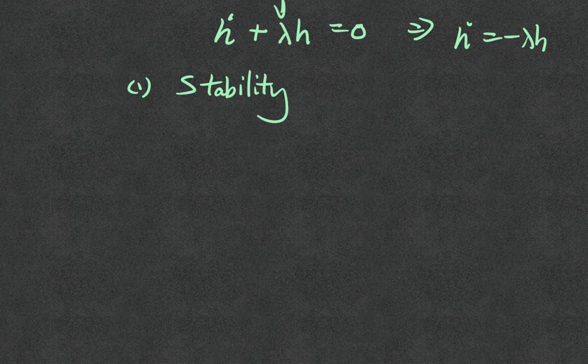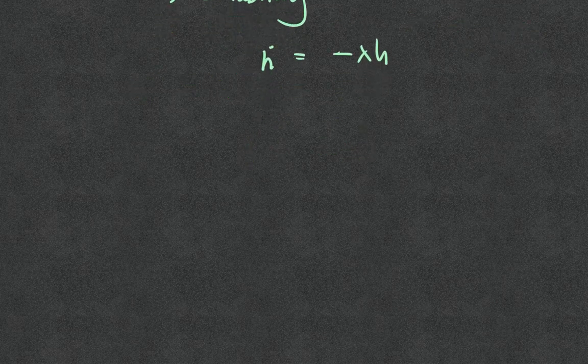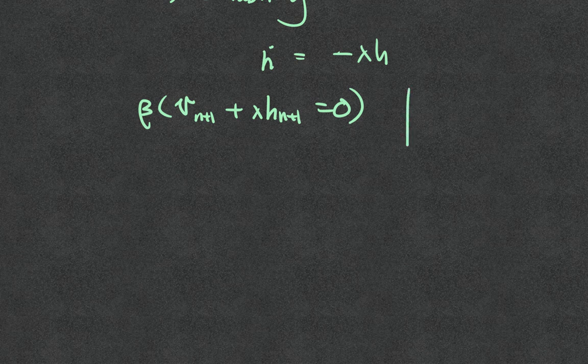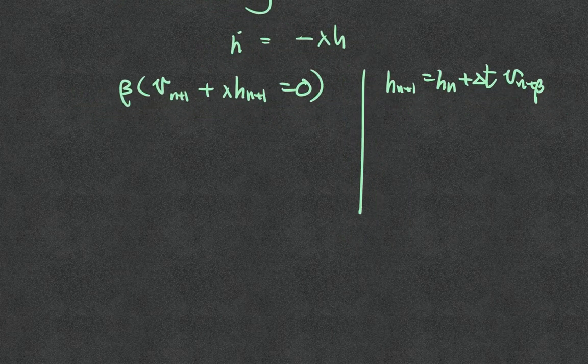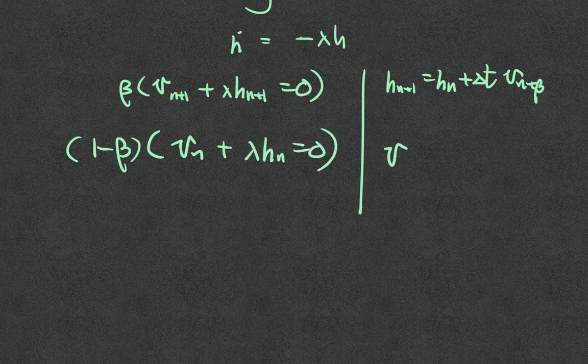So let's do that, and let's put the time discretization here. I have h dot equals minus lambda h. Now I apply the time discretization. The first term will give us v n plus 1 plus lambda h n plus 1 equal to 0, and then I will have h n plus 1 equals h n plus delta t times beta v n plus 1 plus 1 minus beta v n, and lambda h n equal to 0.